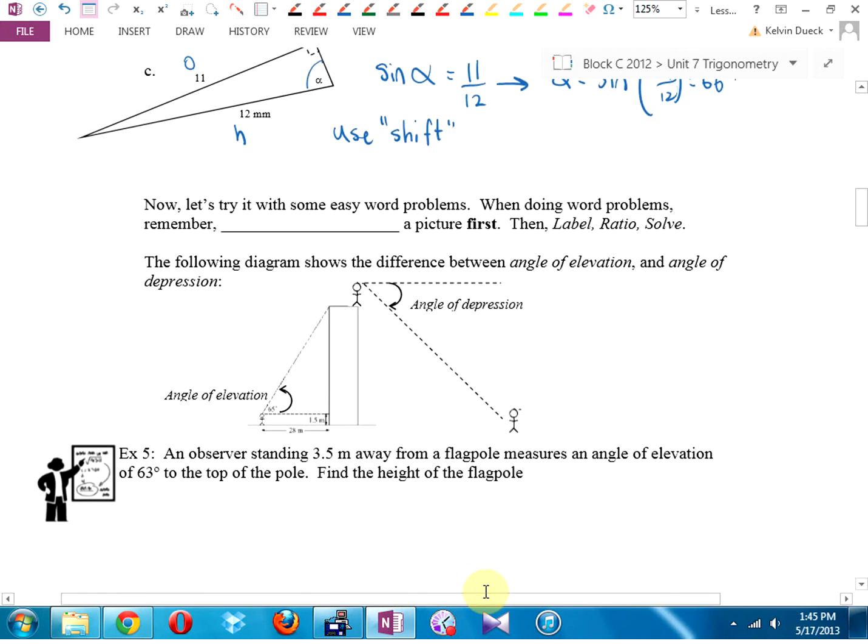When doing word problems, remember, I'm telling you every time, draw a picture. Oh, and not only that, in the picture, you know what shape is going to appear somewhere in the picture? A right angle triangle, guarantee it. Then label, ratio, solve. Oh, I need to give you some terminology.